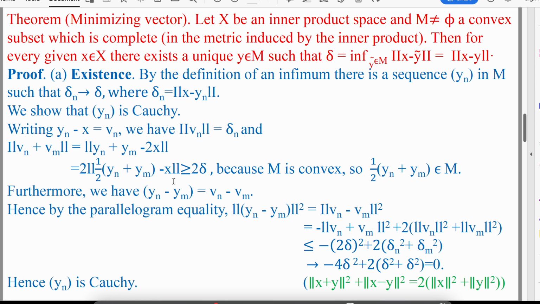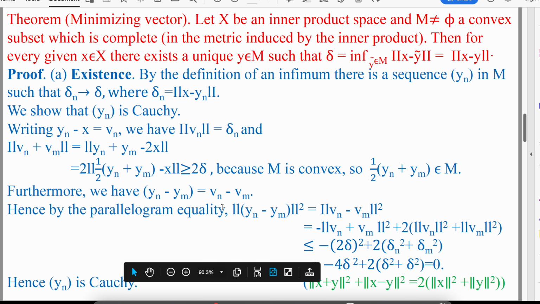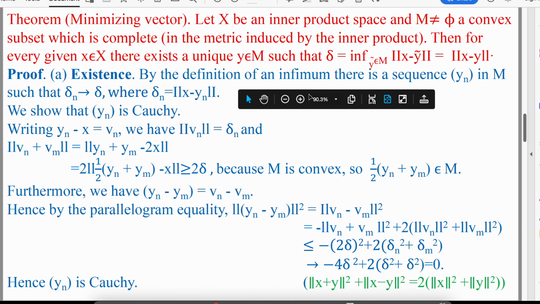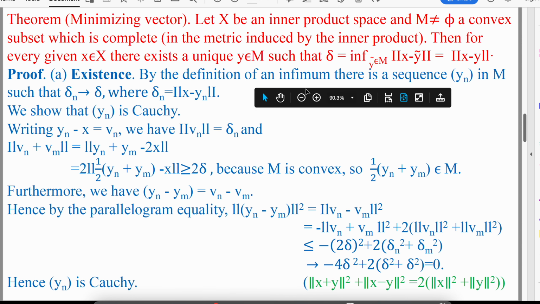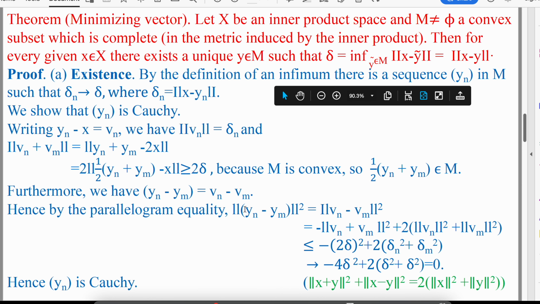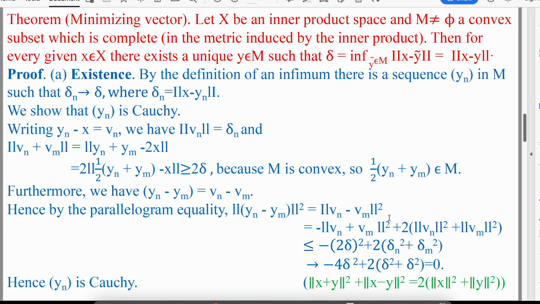So further we have yn minus ym. Yn is vn plus x, and ym is vm plus x. So yn minus ym is vn plus x minus vm plus x. So x will cancel out, and we are left with vn minus vm. So by the parallelogram equality, norm yn minus ym whole square is equal to norm vn minus vm whole square.